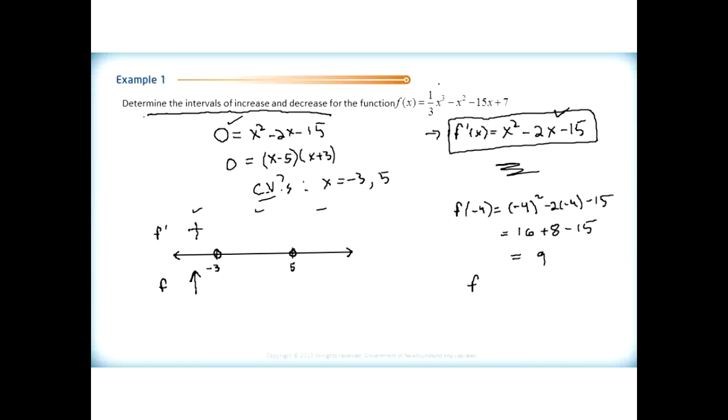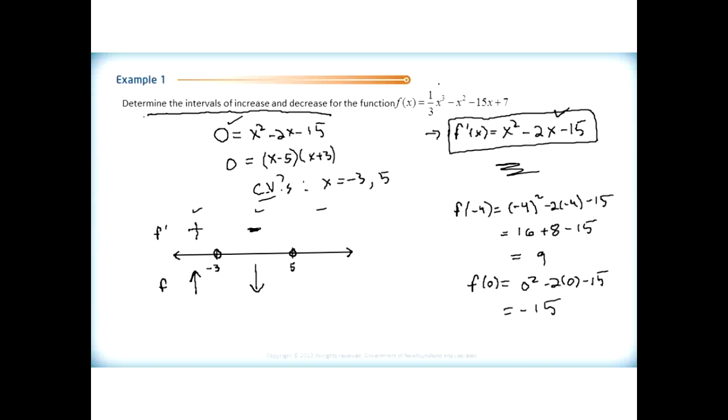Let's try 0. 0 is smack dab in the middle of our next interval. So we have 0 squared minus 2 times 0 minus 15, which gives us negative 15. That's a negative number. So in this interval, our first derivative is always going to be negative, which tells us the slopes of the tangents are negative. The graph of f is on its way down as we go left to right, so it's decreasing.